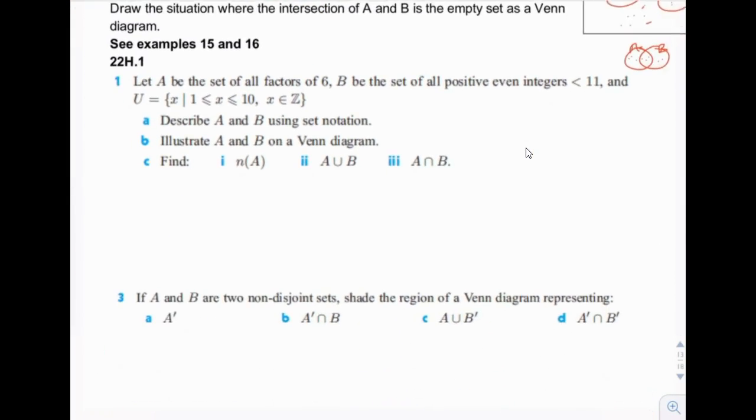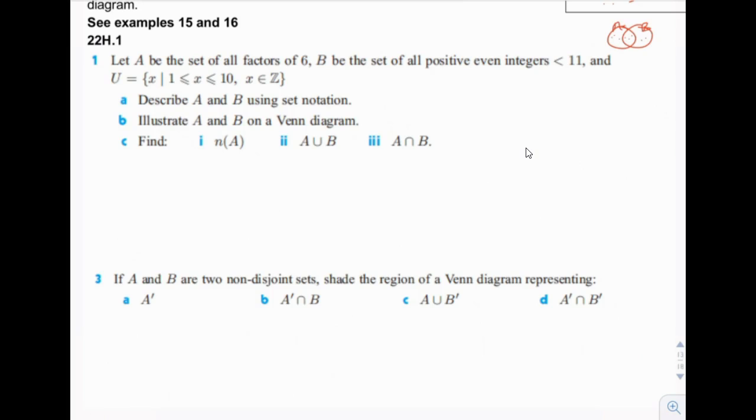Number 1, let A be the set of all factors of 6, B be the set of all positive even integers less than 11, and the universal set is X such that X is between 1 and 10 inclusive, and X is an element of the integers. The script Z means integers. So we got the whole numbers from 1 through 10. That is the universal set in this case.